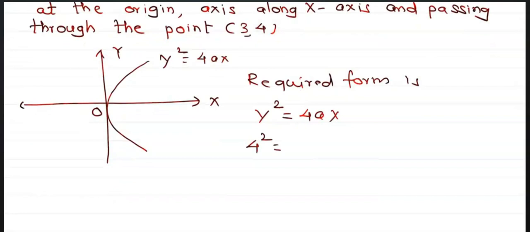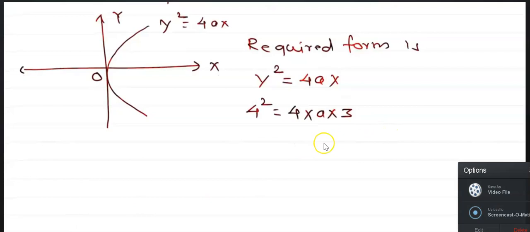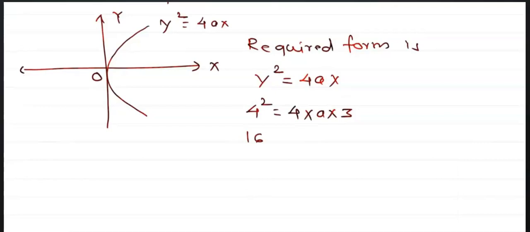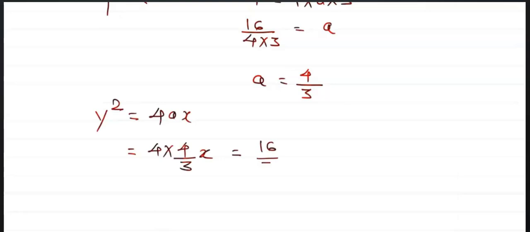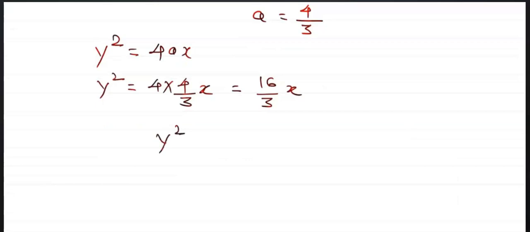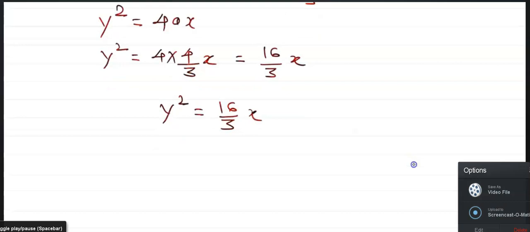If we substitute, the point lies on that parabola, it satisfies the equation of the parabola. Therefore, the value of a is 4 upon 3. Therefore, y square is equal to 4ax is written as y square is equal to 16 upon 3 x. This is the standard equation of this parabola, that is 3y square is equal to 16x.